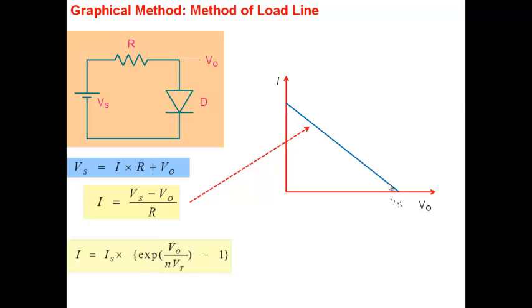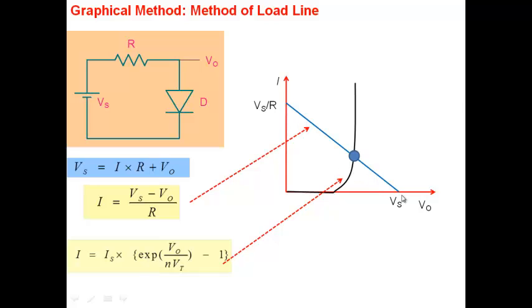The second equation is the diode equation. You plot this out, and the solution is the intersection. So that's one method. Now the diode graph remains the same, and depending on different values of R, I'll get different load lines.